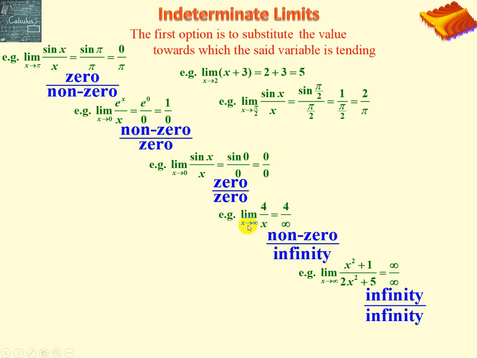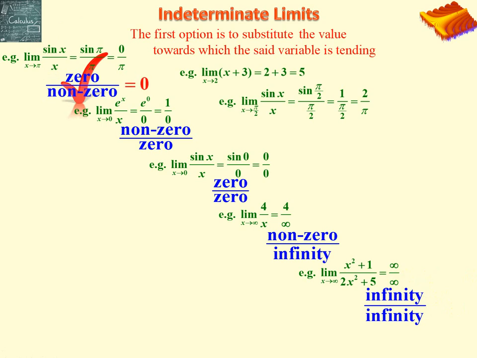Next one, tending to infinity. 4 over infinity. So, there we are, 4 over infinity. So this next one, a non-zero over infinity. This final one, if I substitute infinity into these, very, very big, I'm going to end up with very, very big top and bottom. They might not quite be the same. That's why the limit may not be 1. So, that's an infinity over infinity, and that is another category.